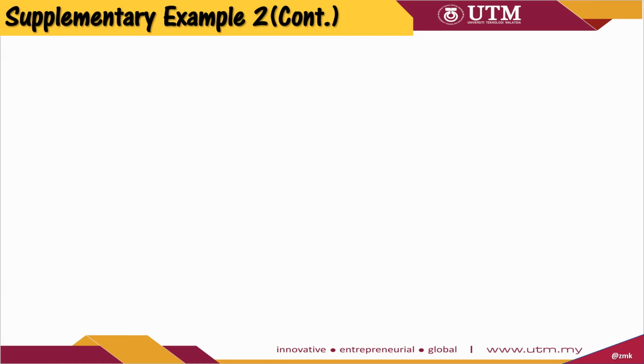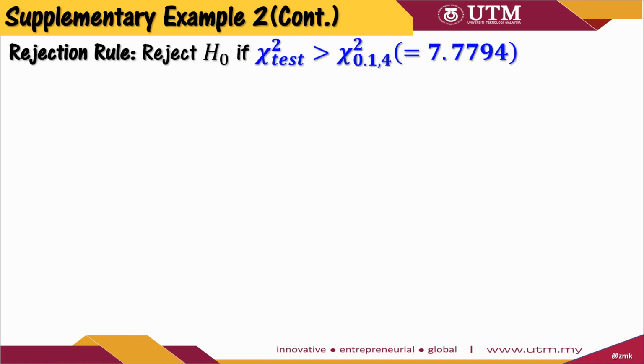Let's look at the complete solution for supplementary example 2. From the earlier slide, we already knew that the degrees of freedom nu is 4 and we should perform the goodness of fit test at the level of significance alpha equal to 0.1 or 10%. The rejection rule is then reject H0 if the chi-square test statistic is greater than the right-sided critical value chi-squared 0.1, 4, which is given by 7.7794 from the statistical table booklet page 36.